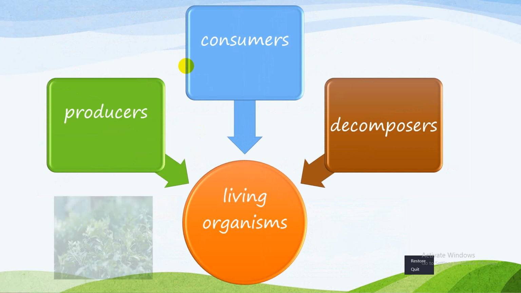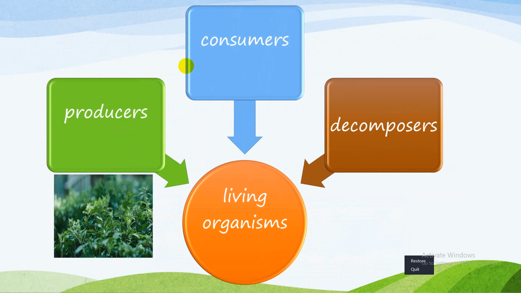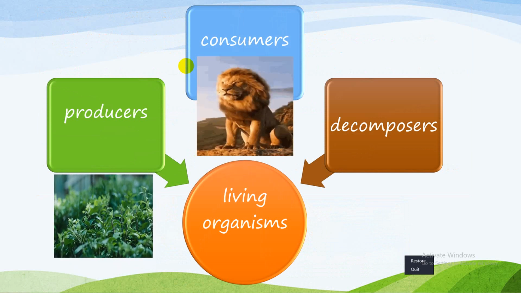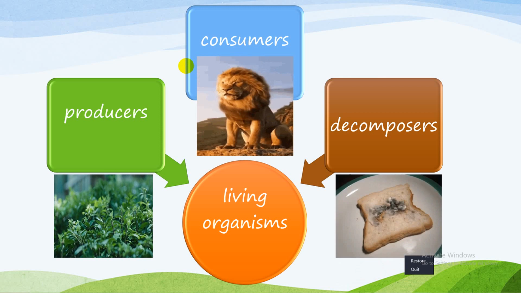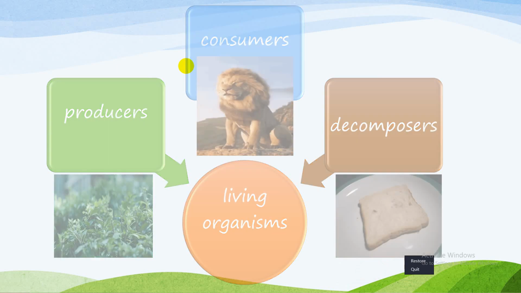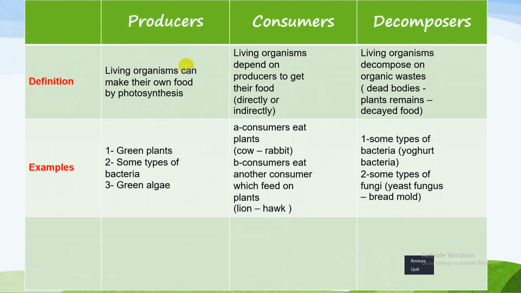So I will classify living organisms into producers like the plants, consumers like the animals, and decomposers like the fungi and bacteria. Producers are living organisms that can make their own food by the photosynthesis process, like the green plant, some bacteria, and green algae. Consumers are living organisms that depend on producers directly by eating the plant.